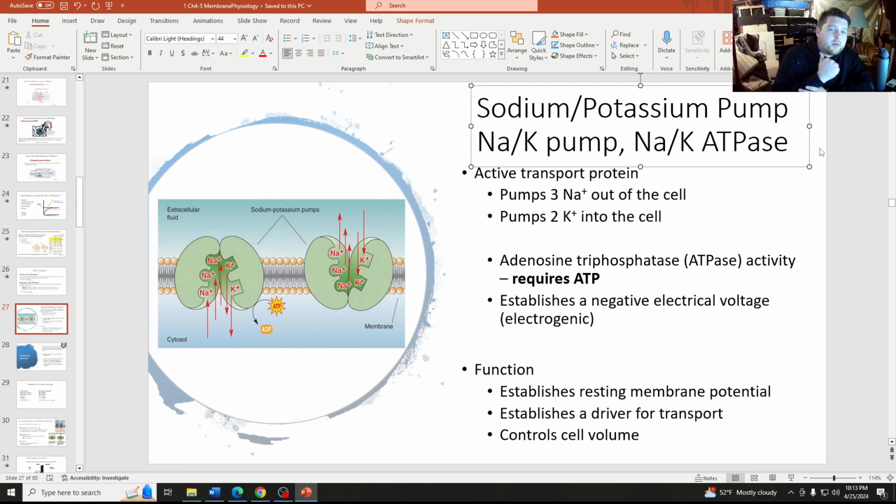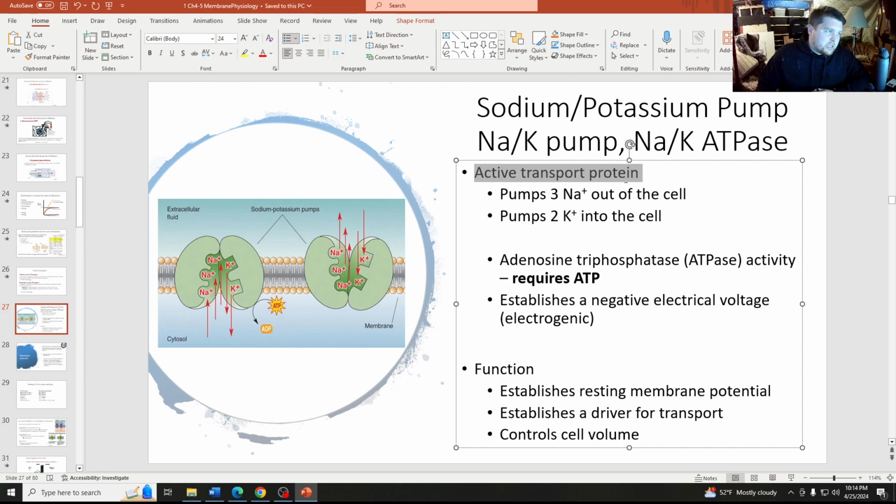If we are using a protein and we are using energy, what kind of transport is this? Because we're using energy, it is going to be active transport, and because we are using a protein, it is facilitated. So this is active facilitated transport that we're looking at. With that active transport protein, we're going to pump 3 sodium out of the cell and 2 potassium into the cell. And remember, when we talk about active transport, we use energy and we go against the concentration gradient.